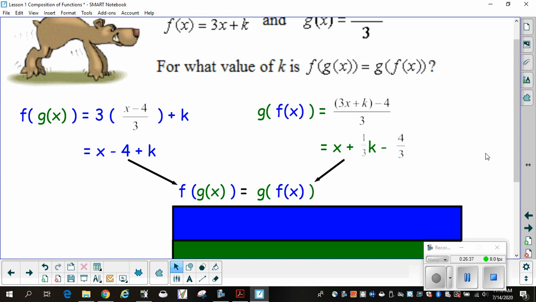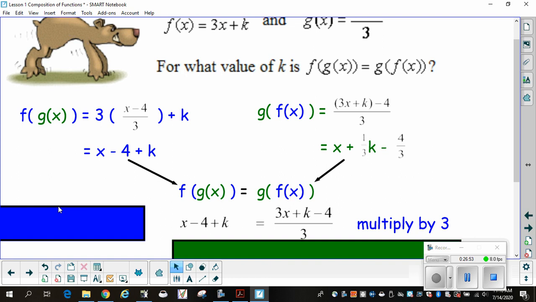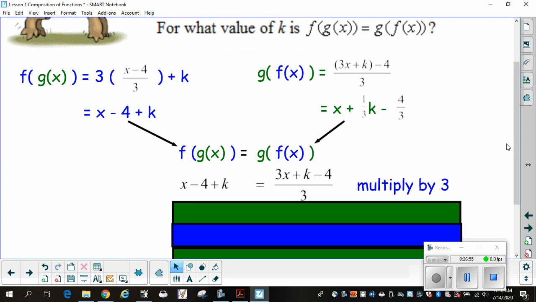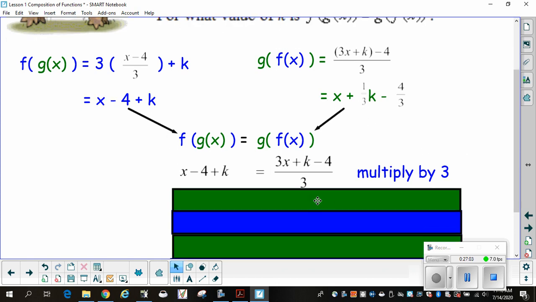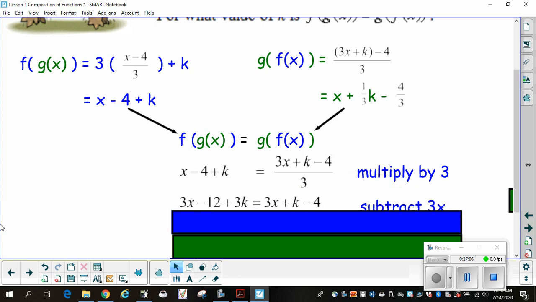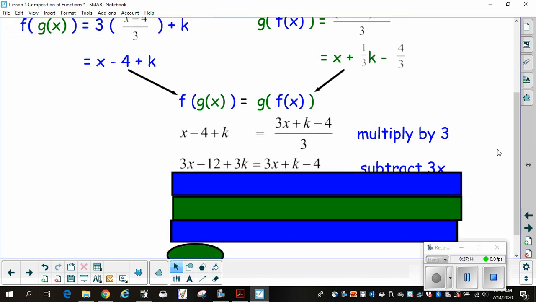Now, I want to know what value of k will work. So I set this equal to this. And notice that I have a k here and I have 1/3 k here. I have an x and I have an x. Well, first off, I'm going to multiply everything through by 3 because I've got these crazy fractions and I don't want to work with those fractions. So I multiply both sides by 3, and I get 3x minus 12 plus 3k is equal to 3x plus k minus 4. Now I'm not working with fractions.